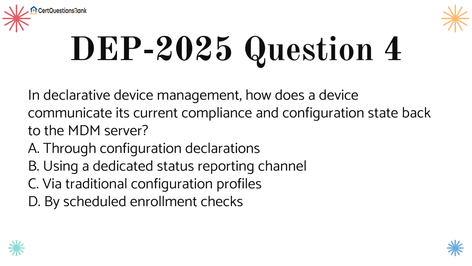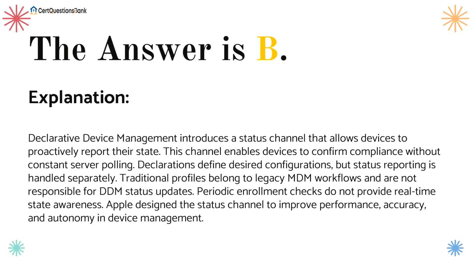In declarative device management, how does a device communicate its current compliance and configuration state back to the MDM server? A. Through configuration declarations. B. Using a dedicated status reporting channel. C. Via traditional configuration profiles. D. By scheduled enrollment checks. The answer is B.